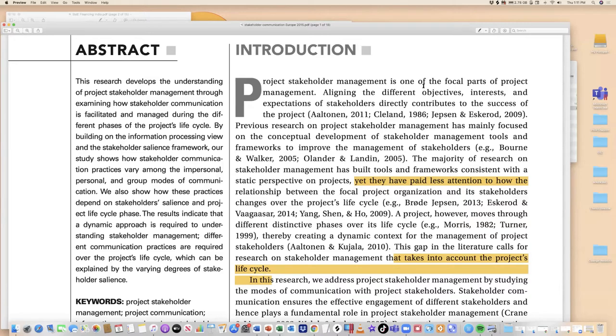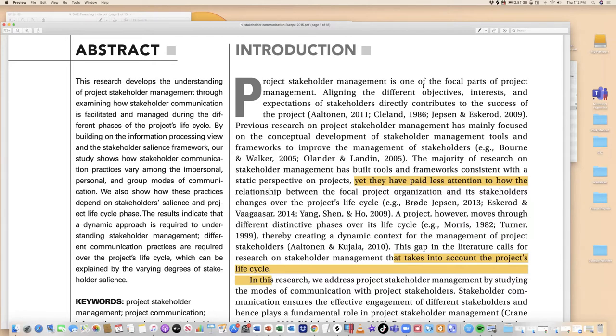The majority of the research on stakeholder management has built tools and frameworks consistent with the static perspective of projects, yet has paid less attention to how the relationship between the focal project organization and its stakeholders changes over the project life cycle. So that means that the current tools that have been developed, you see, this is interesting because the tools are also frameworks and theories, are always looking at projects from a static perspective.